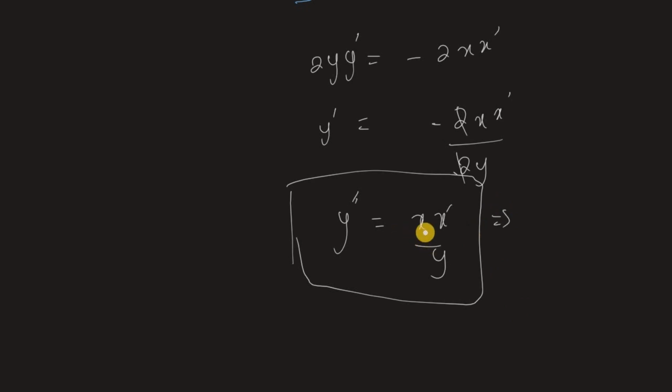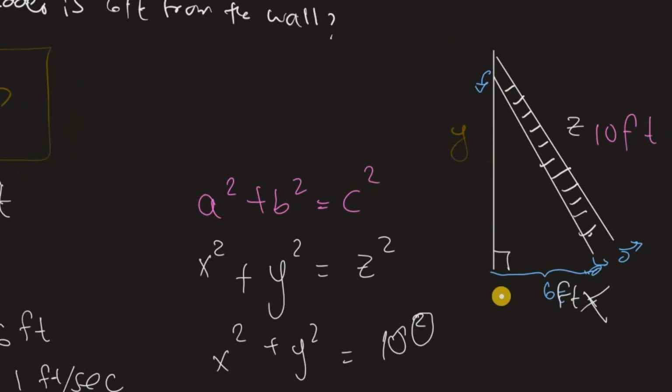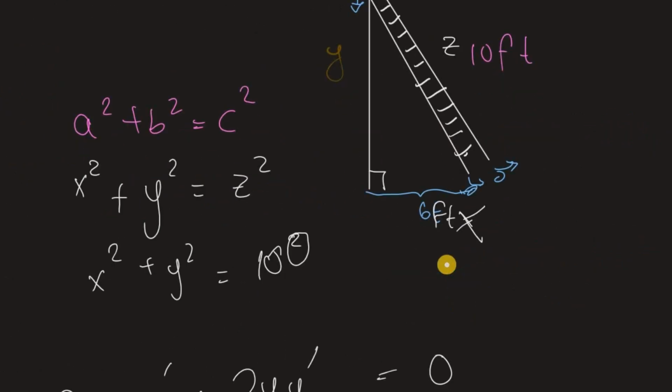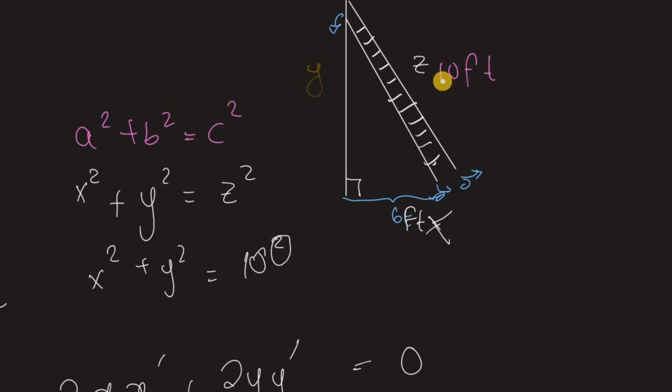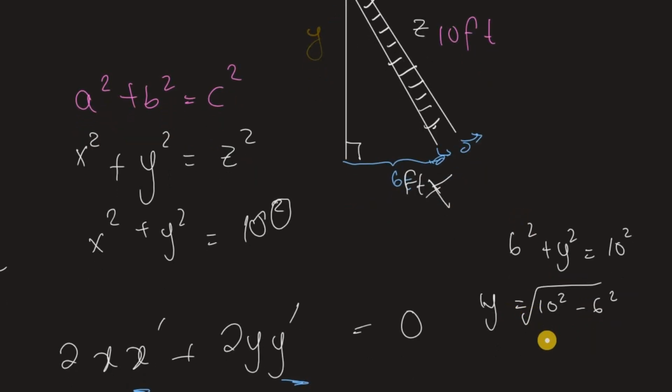So we just plug in the values that we have. The value of x was given as 6 feet, and the value of x prime, the rate of change, we had as 1 foot per second. But what about the value of y? What do we put for the value of y? Remember, this was y and this was 6, and this is simply the Pythagorean theorem. You're given 6, you're given 10, but you don't know the value of y. So you do 6 squared plus y squared equals 10 squared, and you're trying to figure out y. So you do the square root of 10 squared minus 6 squared. If you do this, your y should be equal to 8.